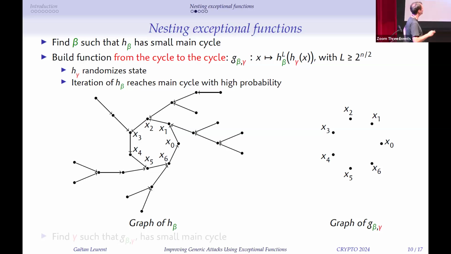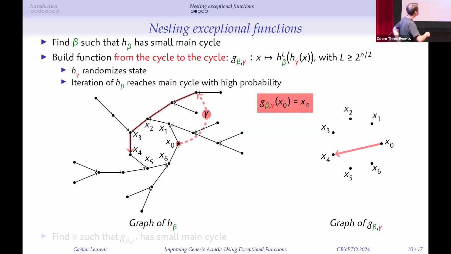Well, we use this construction here. It's actually quite simple. We first apply h with a different parameter, so not the beta that we use to build this graph. And when we do this, it means that we do a move that does not follow the graph. So we move somewhere randomly. And then we apply a long sequence of h_beta. And with good probability, this long sequence of h_beta will send us inside the cycle of the main component. So to show you a concrete example, if you start from x0, you move somewhere with gamma, and then you have a long sequence of beta, and you reach the cycle. So if you look at the new function g, it will go from x0 to x4.